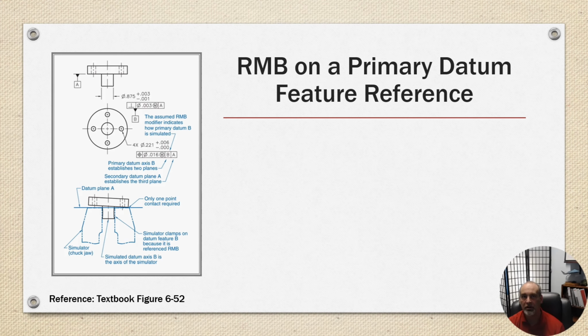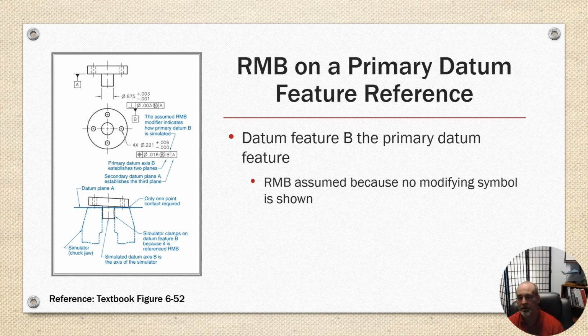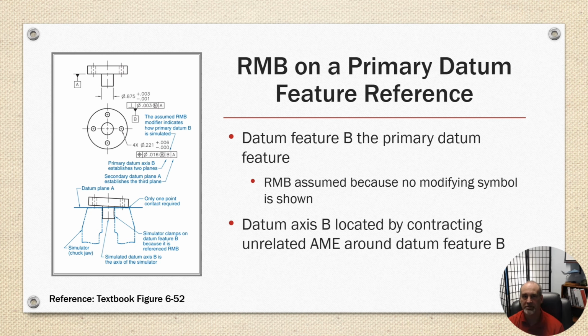RMB on a primary datum feature reference. Datum B, the primary datum feature shown, is RMB. RMB is assumed because there aren't any modifying symbols on the datum boxes in the control frame. Datum axis B is located by contacting the unrelated AME around datum feature B.